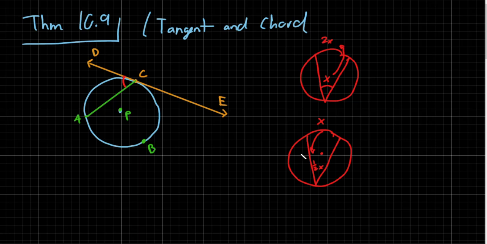Guess what? This same idea applies to this image right now. This angle is going to be half of this arc that's inside of it. Okay? So angle ACD is half of the measurement of AC. This minor arc right here. So all of this guy. And that's my angle.